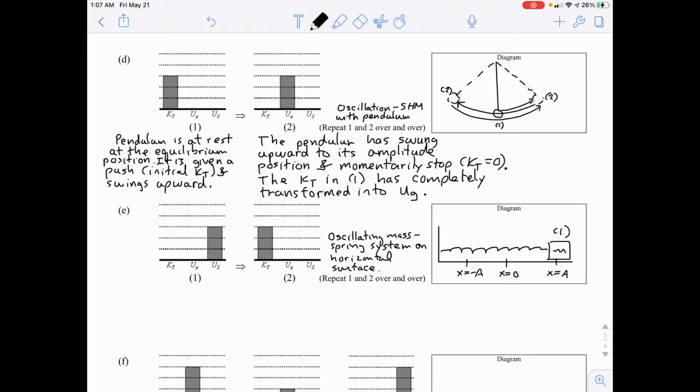And then I'm going to draw the block again, passing the equilibrium position, and that's where you have maximum kinetic energy and 0 potential energy. That would be position 2. And then back over here, having the block on this side would be back to position 1.